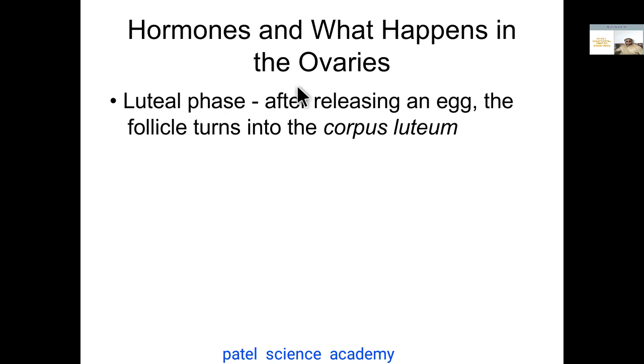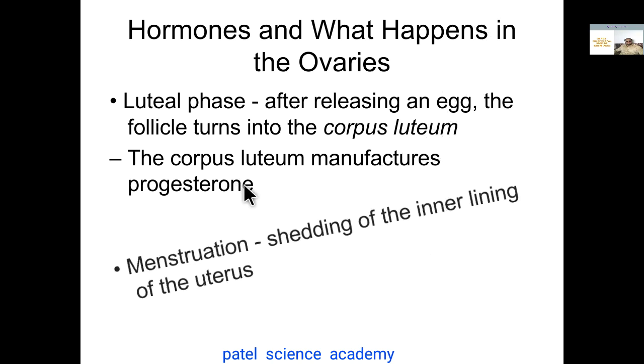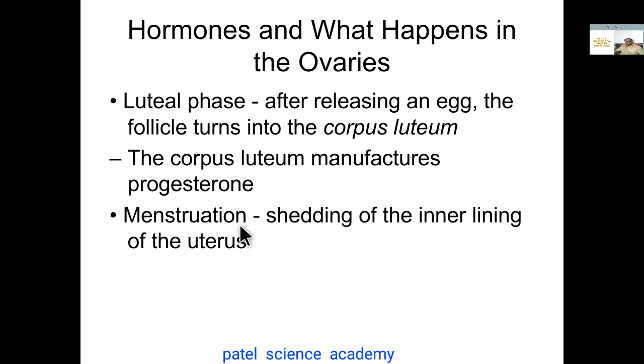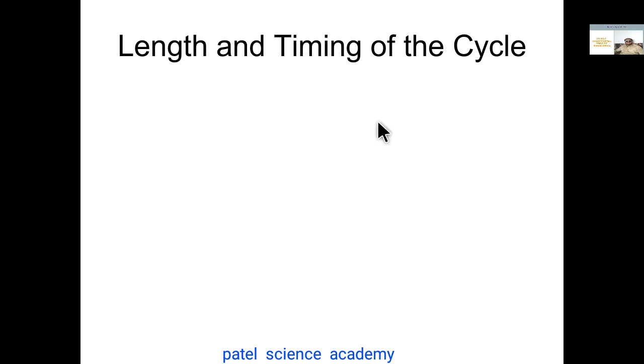During the luteal phase, after releasing an egg, meaning after day 14, what happens? It goes into the luteal phase, and after releasing an egg, the follicle turns into the corpus luteum, as I showed you in the diagram previously. The corpus luteum manufactures a hormone called progesterone, and when progesterone falls, it leads to menstruation, the shedding of the inner lining of the uterus.